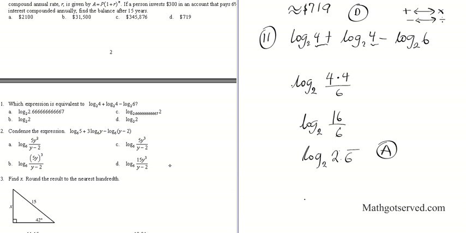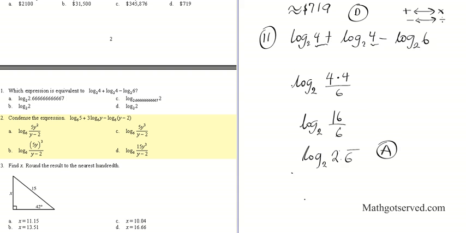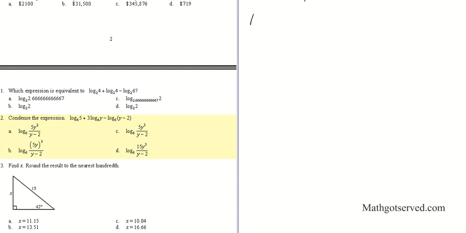All right, let's move on to number 12. We're asked to condense this logarithm. So let's go ahead and do that. So for number 12, we have log base 6 of 5 plus 3 log base 6 of y minus log base 6 of y minus 2.